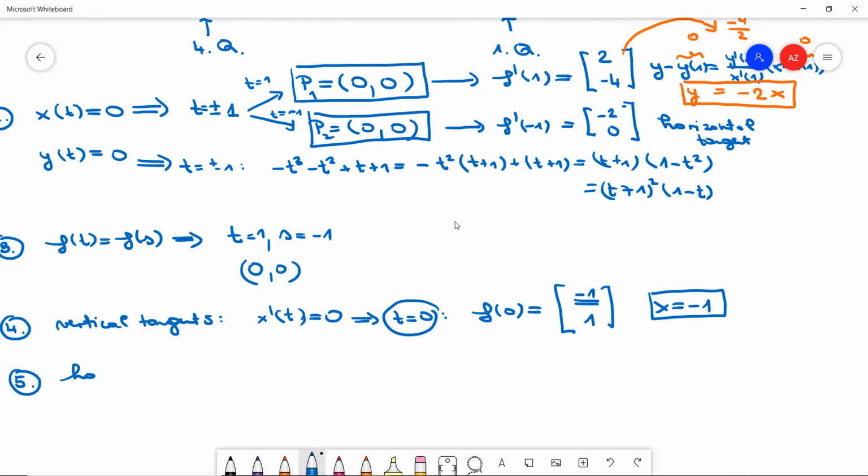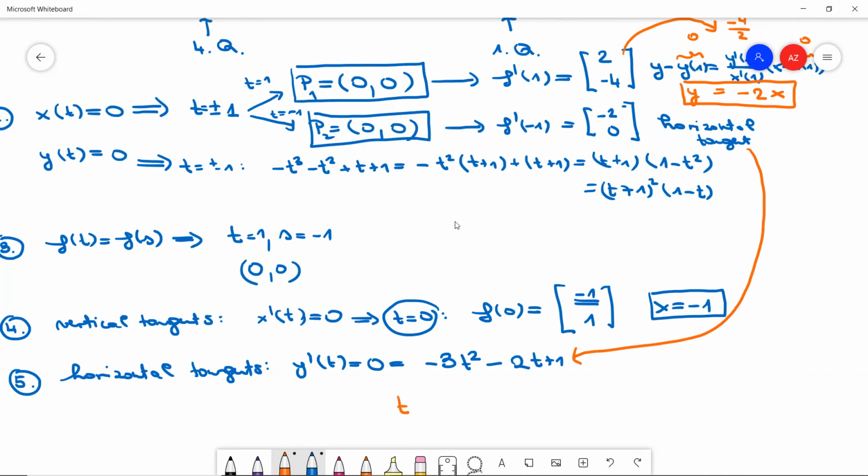And then we need horizontal tangents. So y prime of t is equal to 0, which means that minus 3t squared minus 2t plus 1 must be 0. We already know from here that one of the solutions is t is minus 1. And the point which we get, so we plug into the expression of f, y is 0, and x at minus 1 is also 0. Yeah, we know from above, because t is minus 1 gives us 0, 0. It's in fact P2.